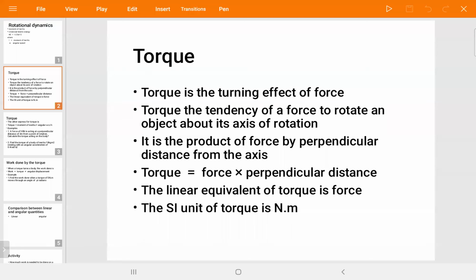So torque is simply the product of force times a perpendicular distance. The linear equivalent of torque is force, as you know. For rotating objects, we call it torque, which is equivalent to force for linear motion. And the unit of torque, as you can simply guess, is Newton times meter, because it's the product of force and the perpendicular distance. Force is measured in Newton, and the perpendicular distance, or simply distance, is measured in meter. Then the unit of torque becomes Newton times meter.